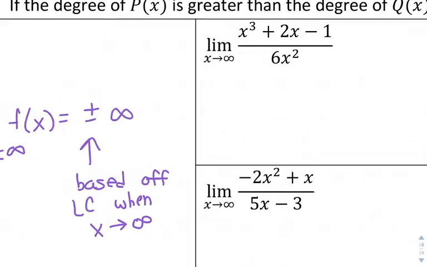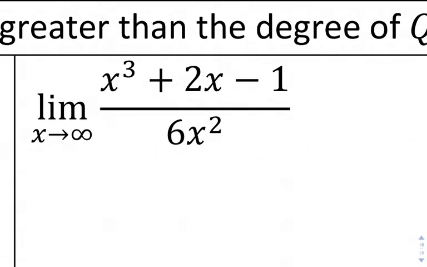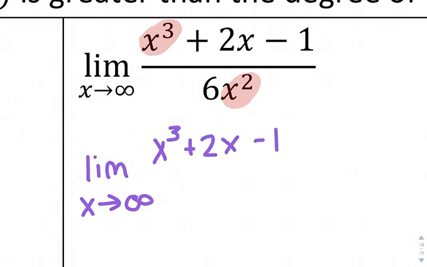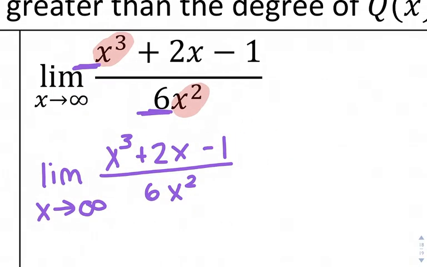What I mean is, looking at this example, I see that x cubed is my biggest degree on top, x squared is my biggest degree on the bottom, so I know my top has a bigger degree. So to find this limit, I'm going to look at the leading coefficient. Here my leading coefficient is 1. On the bottom it's 6. Both of those are positive numbers, so it's a positive number divided by a positive number, which would equal a positive number. So I know this would go towards positive infinity.